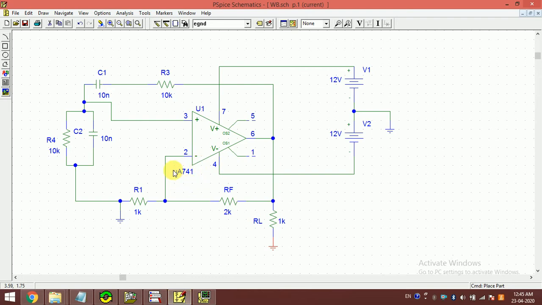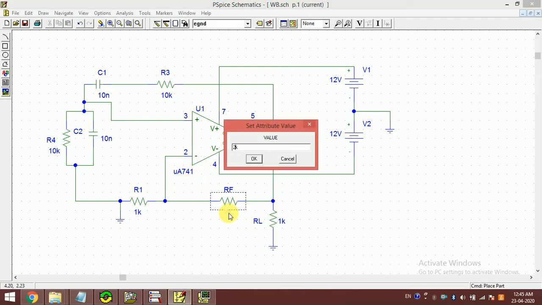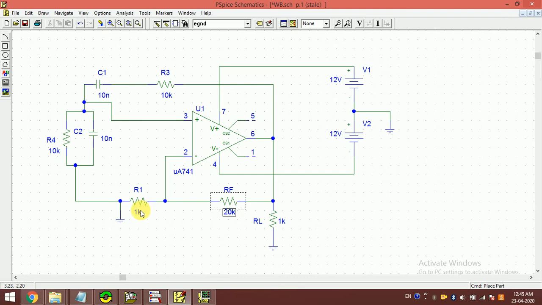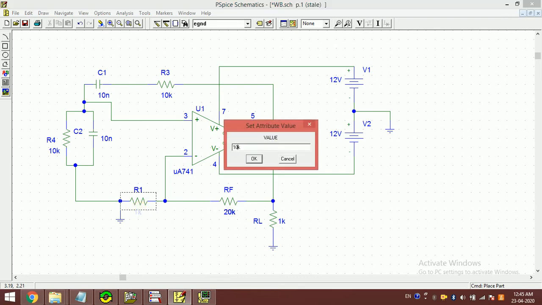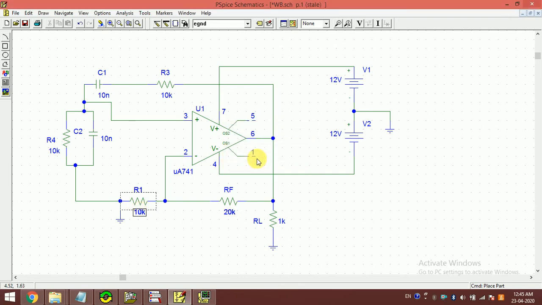So by maintaining the ratio, if I increase this value, let's make it 20K and let's make this 10K. Okay, so I make this 20K and 10K. Now these two are almost equal, we can say.